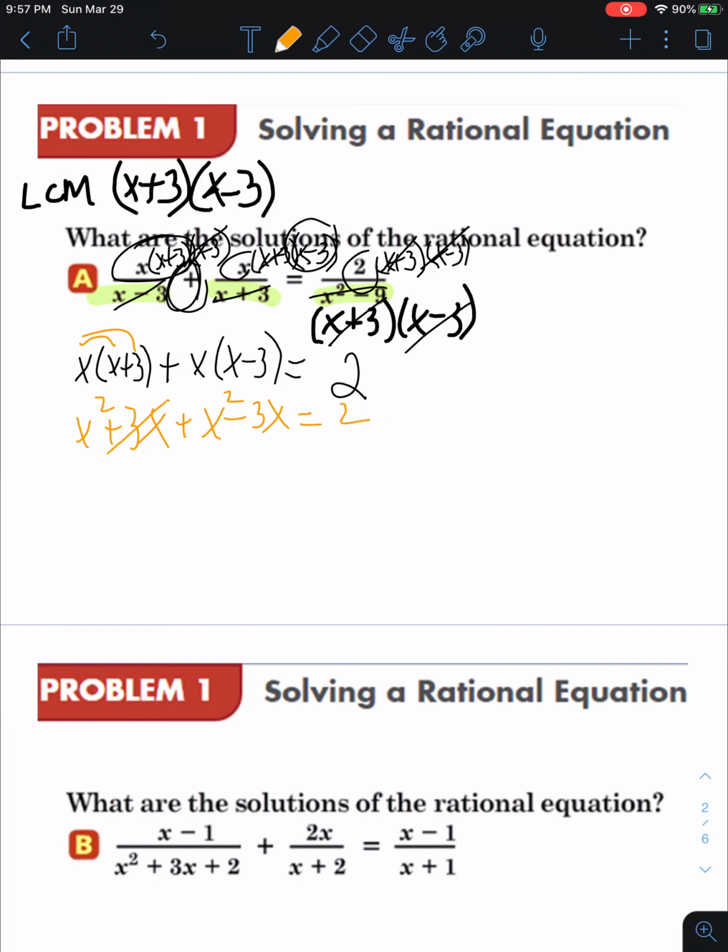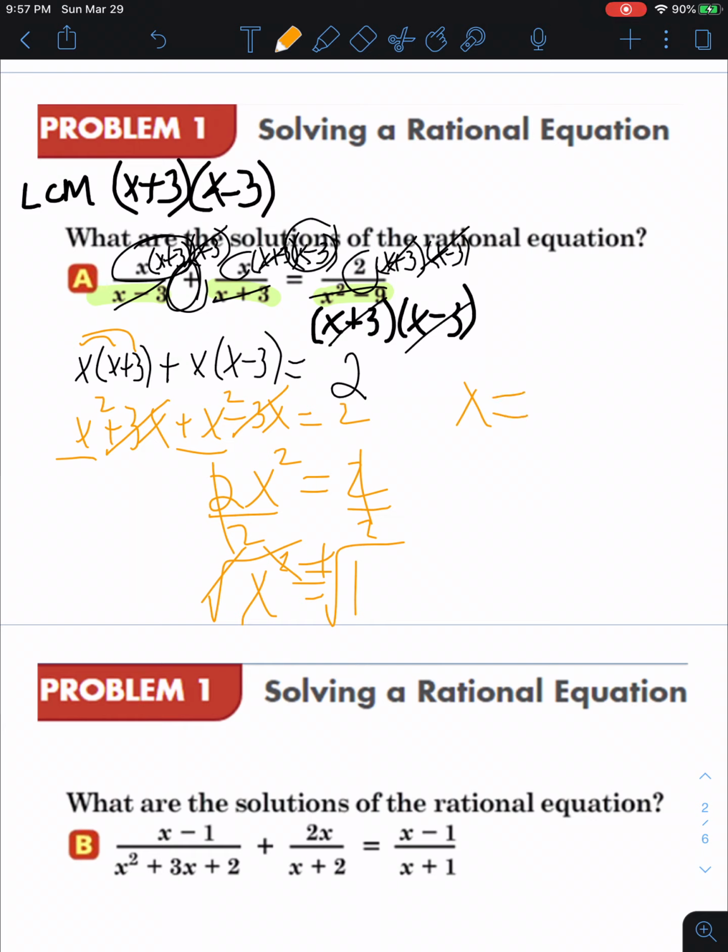All right, my plus 3x and my minus 3x are going to cancel, and when I add 2 x squareds together, that will give me 2x squared equals 2. When you divide out that 2 to get x squared by itself, you're going to get x squared is 1. And then when I take the square root of both sides, don't forget the plus and the minus, and we would get x equals plus or minus 1.